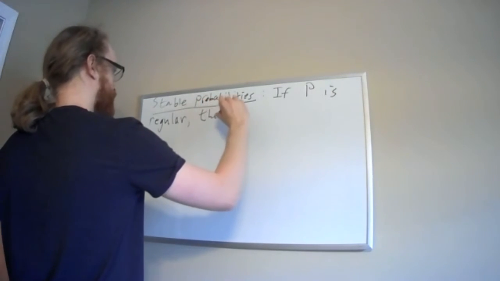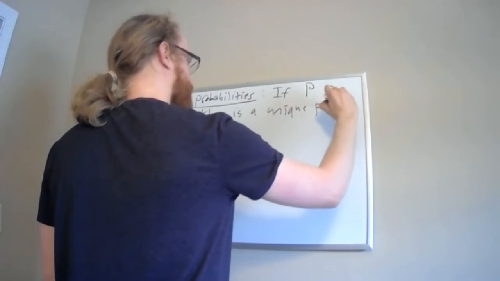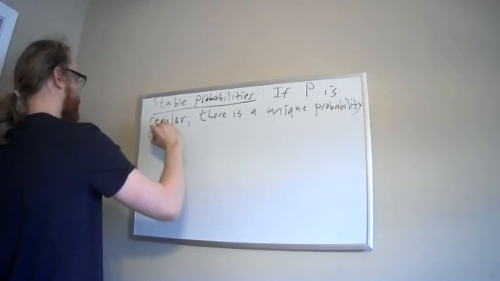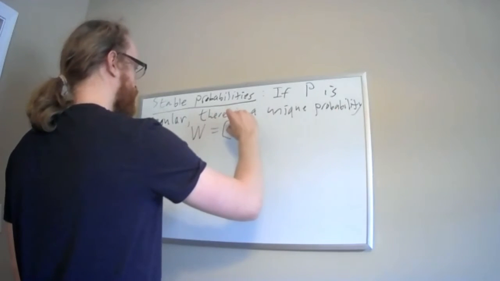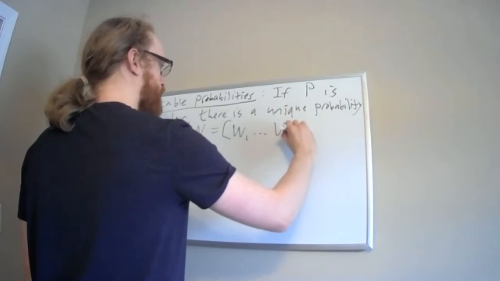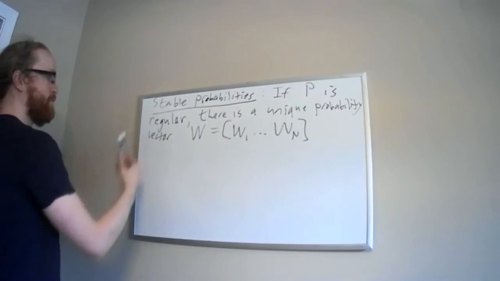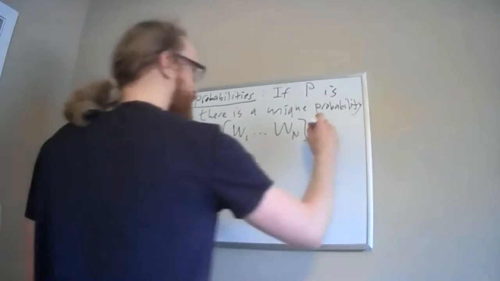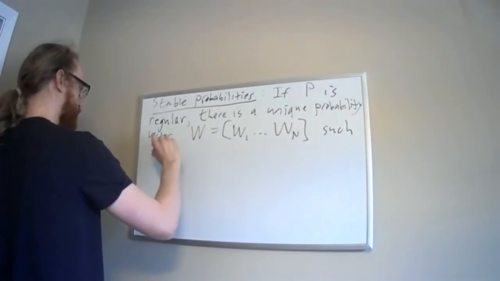There is a unique probability vector, and your book calls this W. I don't know where W comes from, but that's what I'm going to use also, to be consistent with your book. So I have a Markov chain with n states. If it's regular, I'm saying that there is a unique probability vector W with n entries, so that the following thing is true. It has the following property.